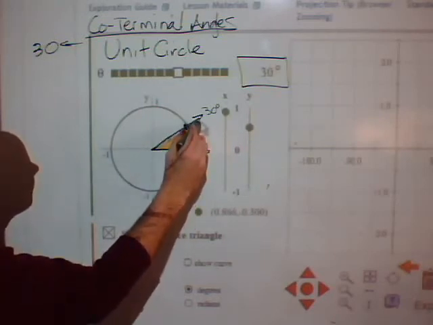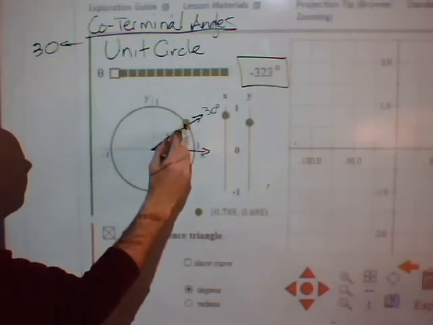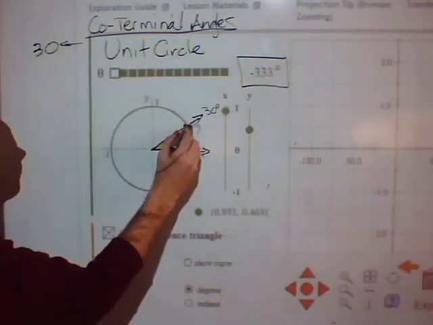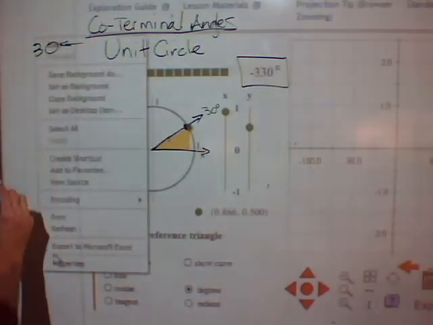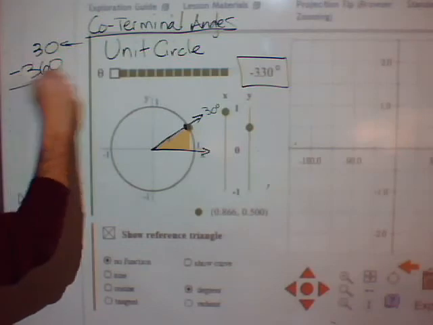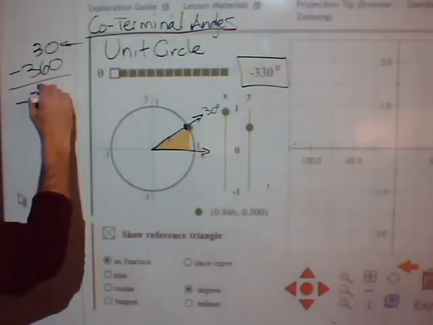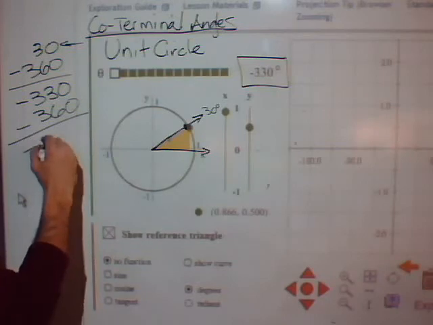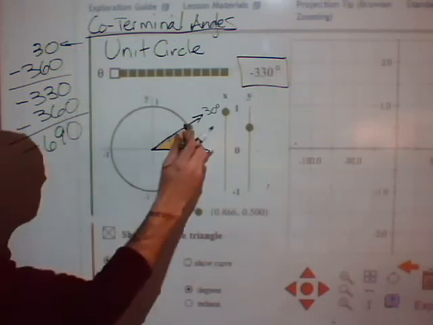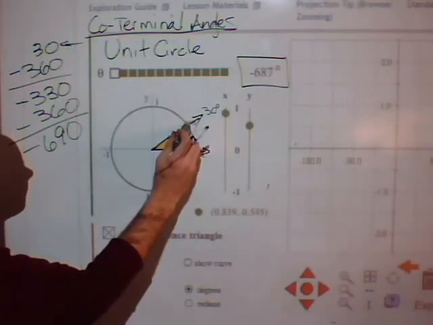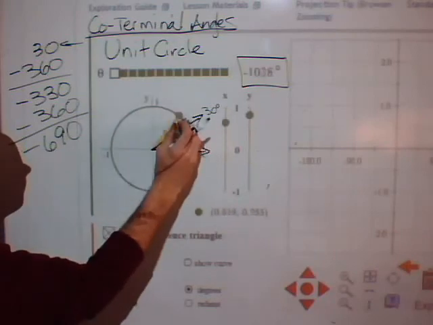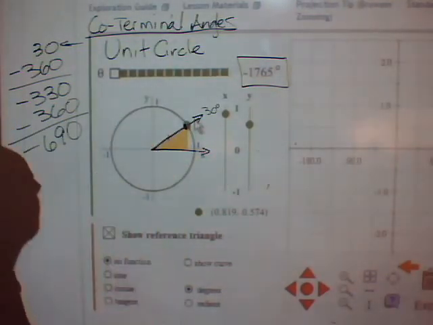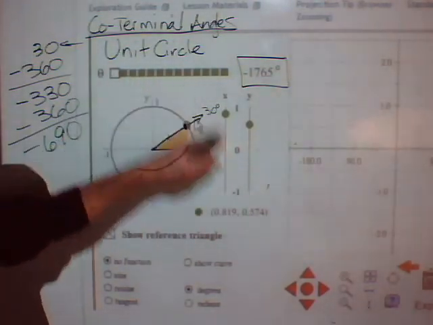So here I was at 30, and now I can go counterclockwise or clockwise and get back there. If I subtract off 360 degrees, that gets you negative 330 degrees. Then I can subtract off another 360, and that gets you to negative 690 degrees. And I could just keep going that direction, and you're at negative 390. I could go around again and again and keep getting more and more coterminal angles.